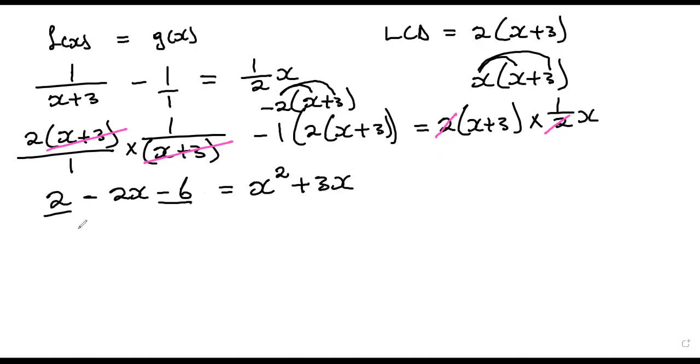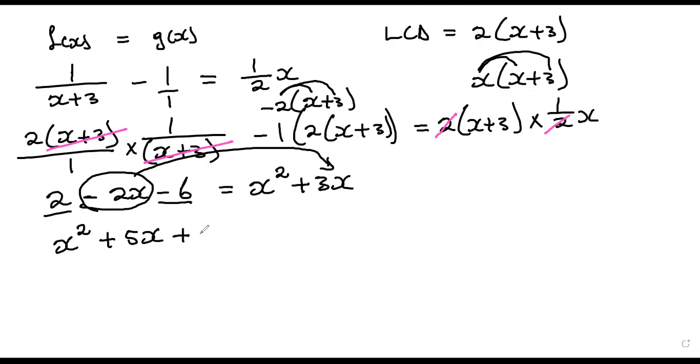So when everything gets to the right, it becomes x squared. Now, you say negative 2x. When it gets to the right, it becomes positive. 3x plus 2x is positive 5x. And then we said 2 minus 6 is negative 4. But when you take it to the right, it becomes positive like that. Yes, it becomes positive.